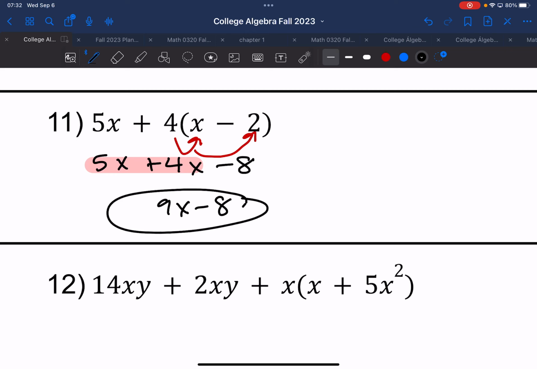Okay, and these ones you're not going to get a number answer. You're going to just get an answer that looks like an expression. So it's going to have a variable in it.